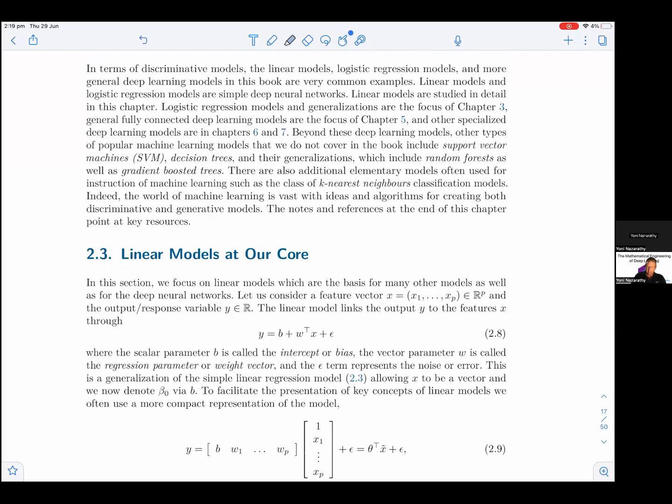Beyond these deep learning models, other types of popular machine learning models that we do not cover in this book include support vector machines, decision trees, and their generalizations, which include random forests as well as gradient boosted trees. There are also additional elementary models often used for instruction of machine learning, such as the class of k-nearest neighbors classification models. Indeed, the world of machine learning is vast, with ideas and algorithms for creating both discriminative and generative models. The notes and references at the end of this chapter point at key resources.